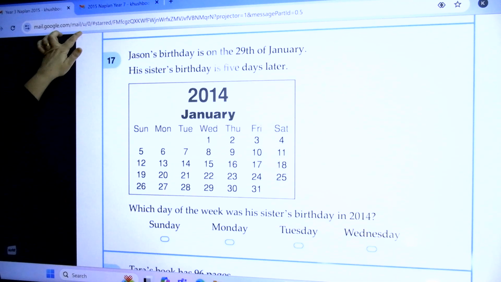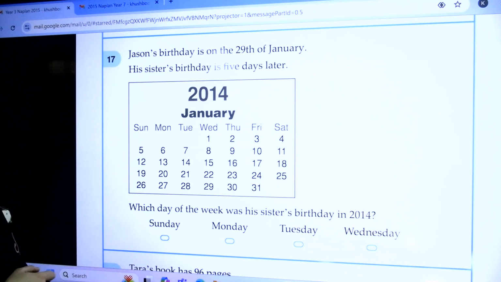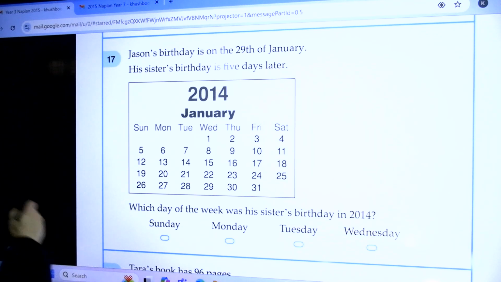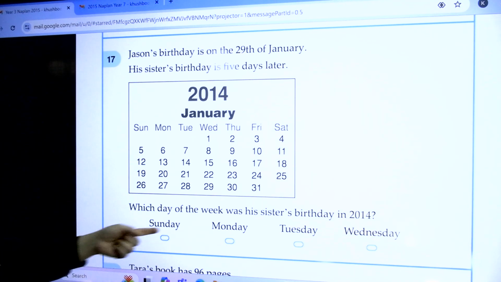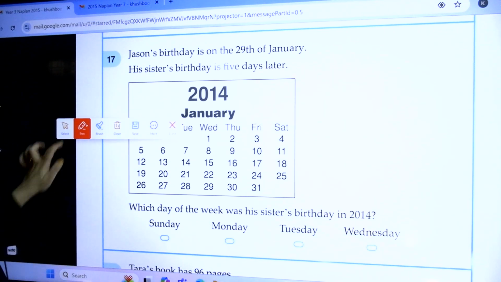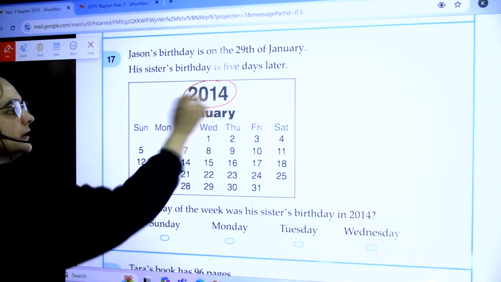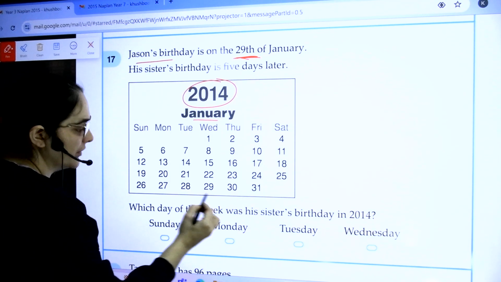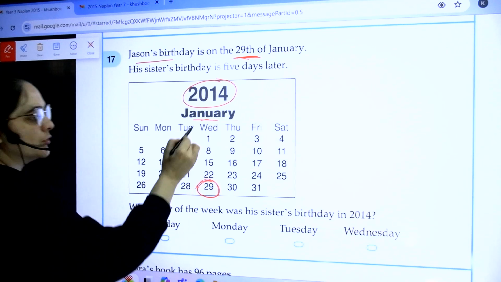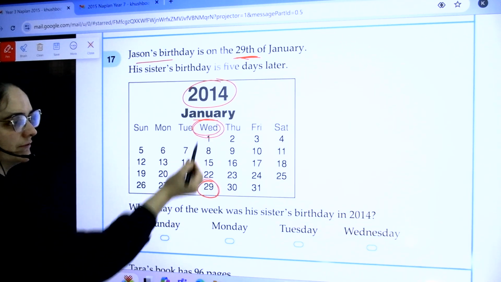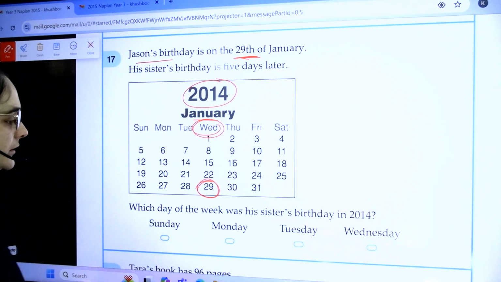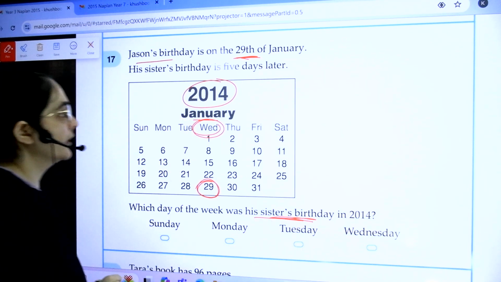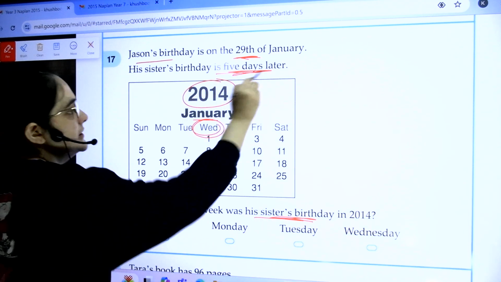Now question 17. Jason's birthday is on the 29th of January. His sister's birthday is 5 days later. So the question is, which day of the week was his sister's birthday in 2014? So this is the 2014 calendar, January. And Jason's birthday was on 29th of January, which was Wednesday. So this is how we read a calendar. Then which day of the week was his sister's birthday? His sister's birthday is 5 days later.